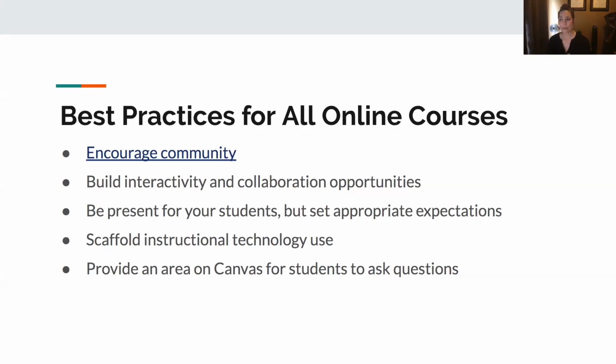And then lastly, provide an area on Canvas, if you are using Canvas or Colab, for students to ask questions. A lot of the classes that I work with have a discussion area that's the class discussion board where students can ask a quick question and then hear from the instructor if the instructor is on. But this also provides an opportunity for students to answer the questions too. A student might say, I didn't really understand what we were supposed to be doing for this assignment, and another student can say, well, here's what I'm doing, and they'll be able to help communicate that way. So those are some really great practices that you can follow for any online course.